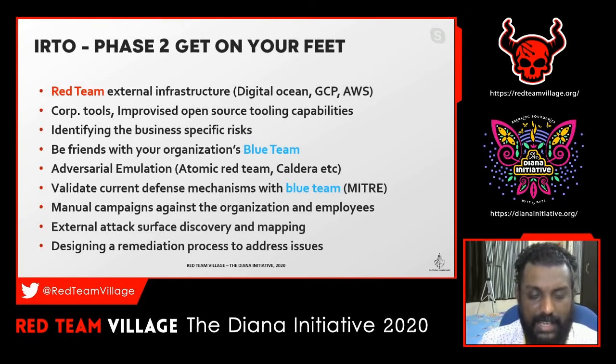You can also validate current defense mechanisms with a blue team with the help of the MITRE ATT&CK matrix. The next point: start with simple and pretty common phishing campaigns against your employees. You don't have to raise the quality here. Just start with something simple, maybe easy to recognize from an employee's perspective. So just start with simple and common phishing campaigns.